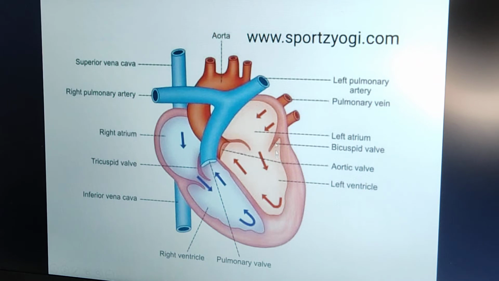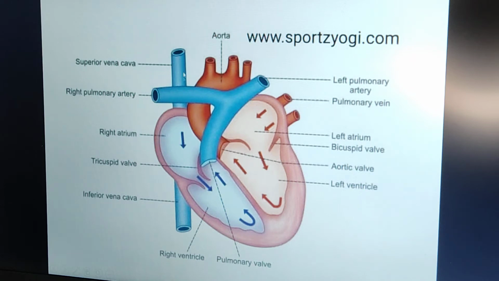Coming to the left side, after purification the blood enters the left atrium and then the left ventricle, and along with the aorta the blood enters our total body parts. That is the 2 pumps, right side pump and left side pump. The right side heart has deoxygenated blood, the left side heart has oxygenated blood. Now we will discuss how our circulation happens.